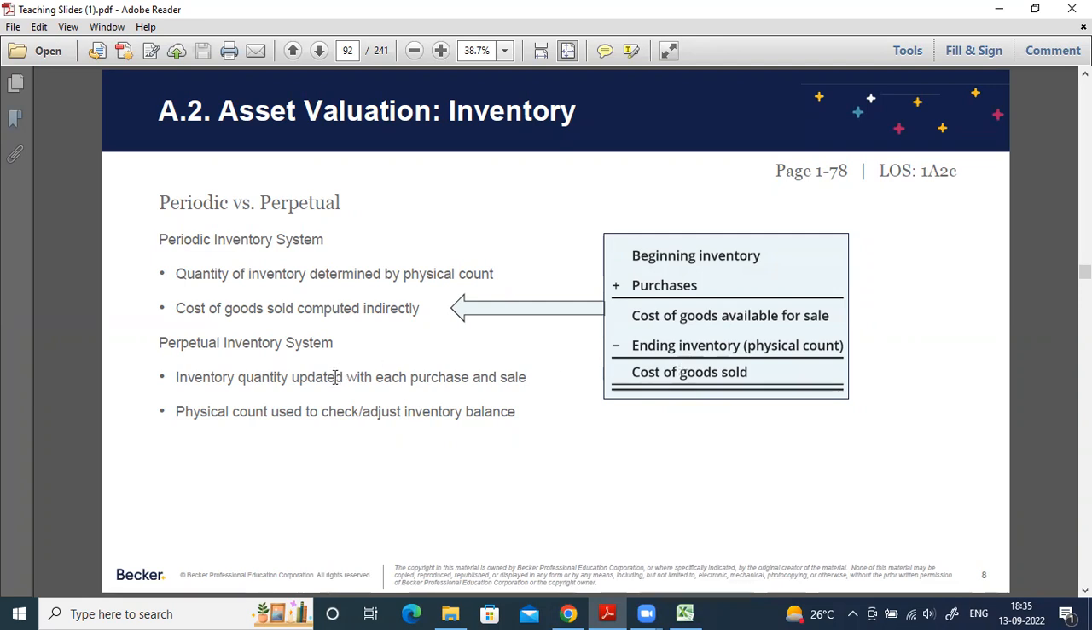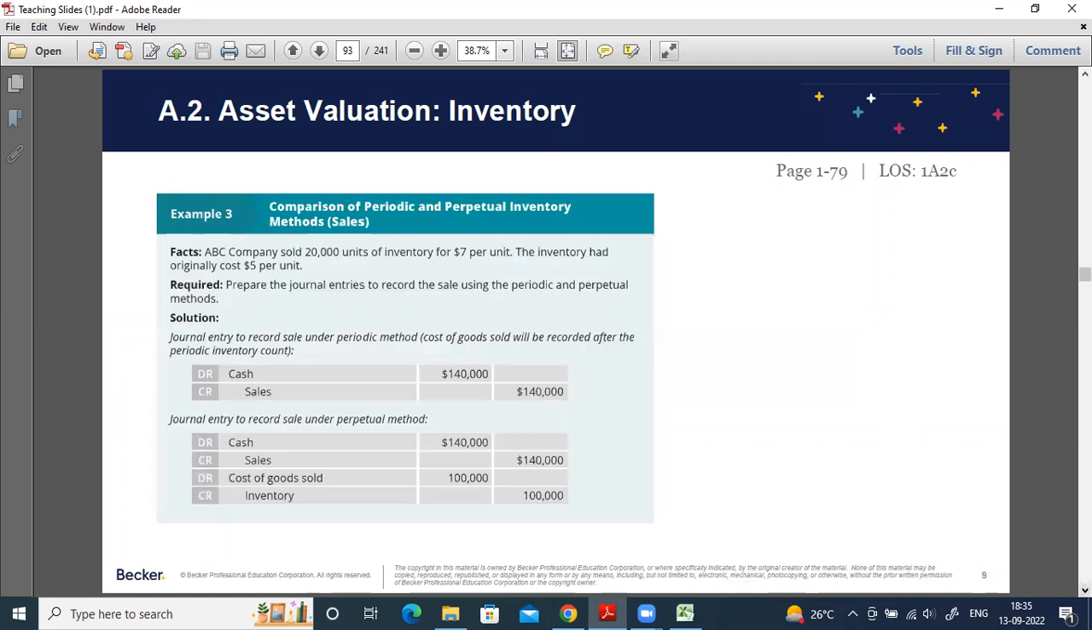And in case of perpetual, inventory quantity is updated with each purchase and sale. This is very important. And physical count is used to check and adjust the inventory balance. Whenever you are going with a periodic method, this COGS, that is cost of goods sold, will be recorded after the periodic inventory count.